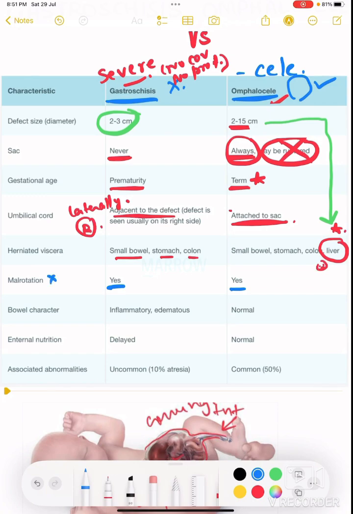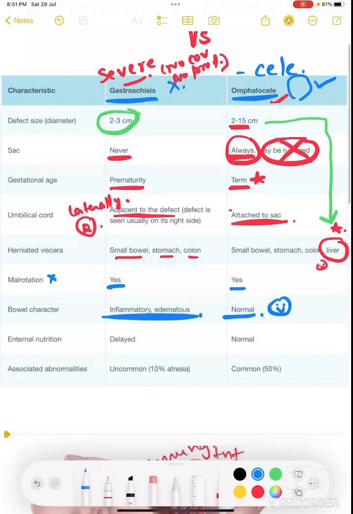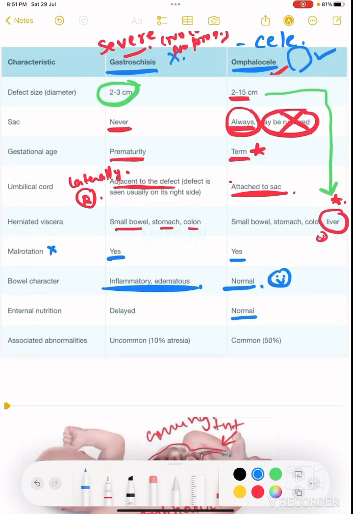Then bowel characteristics, I already told you. Because gastroschisis has no covering, it is directly open to the environment, so the bowel will be inflammatory and edematous, whereas in omphalocele it will be normal. That's why it is a less severe disease, right? In omphalocele, since the covering is present, you can give normal enteral nutrition. Again, a good thing about omphalocele. But enteral nutrition in gastroschisis has to be delayed. Why? Because the gut is inflammatory, edematous and sometimes necrotic. So you have to operate, cut and re-anastomose, and then after a few weeks or months, you can start enteral feed.